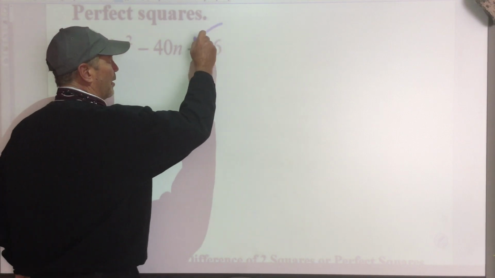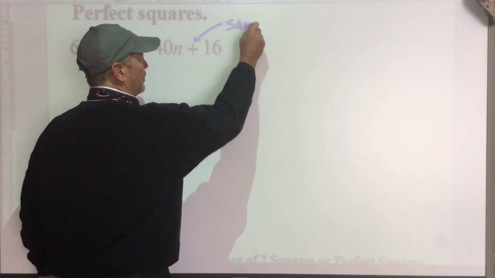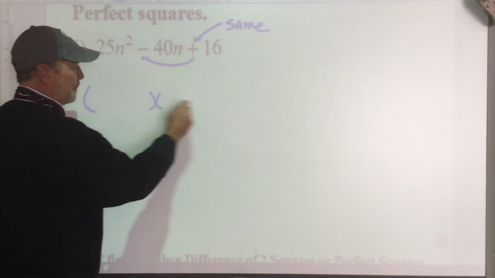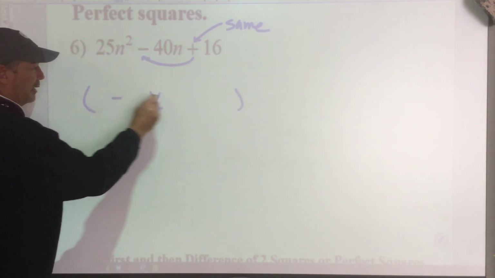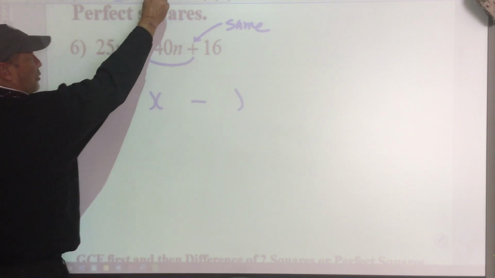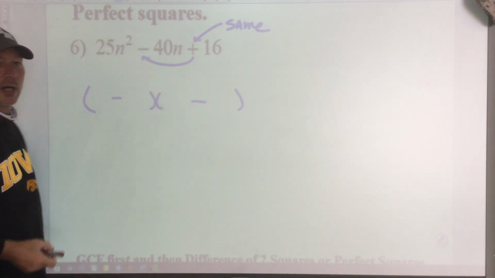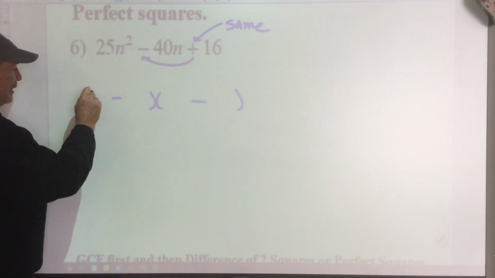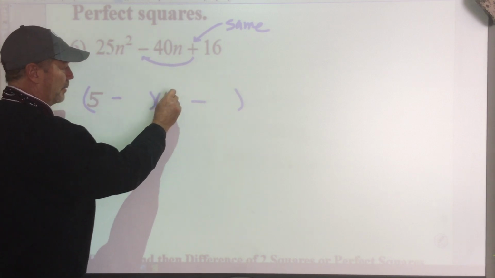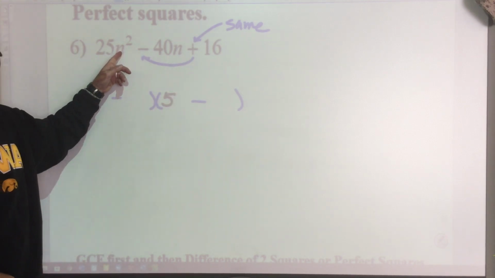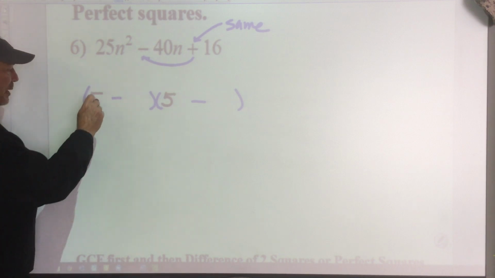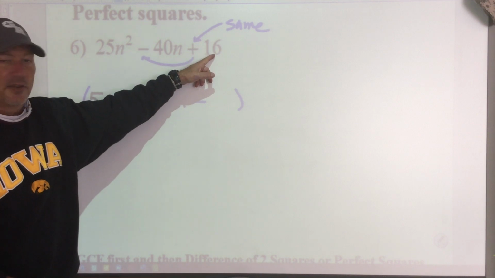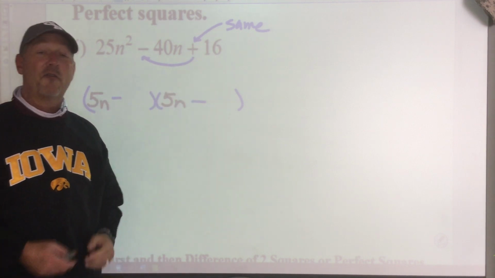This tells you the signs are going to be the same. This says they're both going to be minus. So we set up our parentheses. They're both going to be minus. We're going to look at this and we're going to break down the 25. What times what is 25? We're going to try and see if this works. I think that's 5 times 5. And then we're going to try to break down the n squared, and the n squared is going to be n times n. And then we're going to try to break down this 16. This 16 is what? 4 times 4.